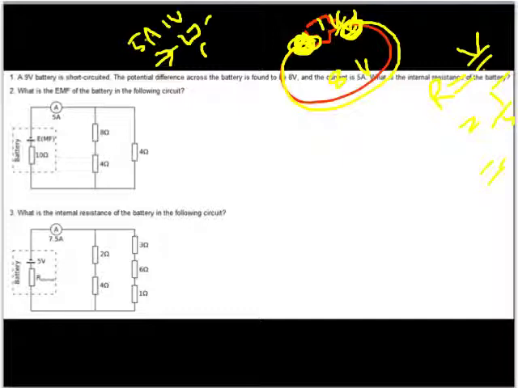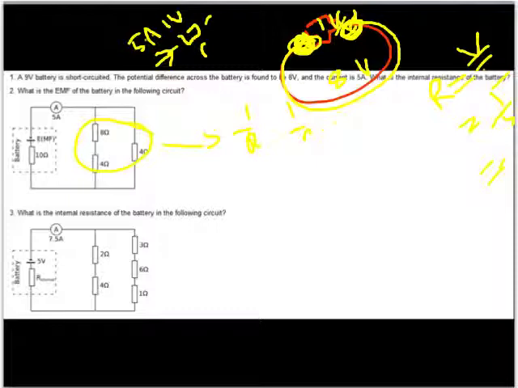Second one there, what is the EMF of the battery in the following circuit? Bit of circuitry stuff here. What's the total resistance there? I'll give you a bit of a clue. The 8 and the 4 are going to add together to make 12, and then you're going to do the parallel resistance. So remember, 1 over R equals 1 over R1 plus, and so on. Let's do that in our head.